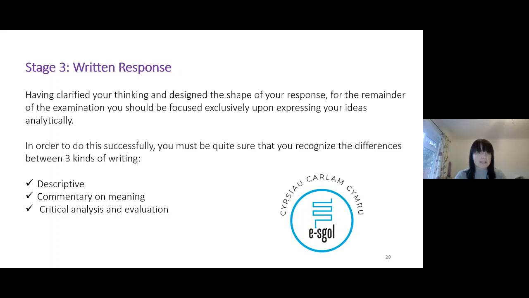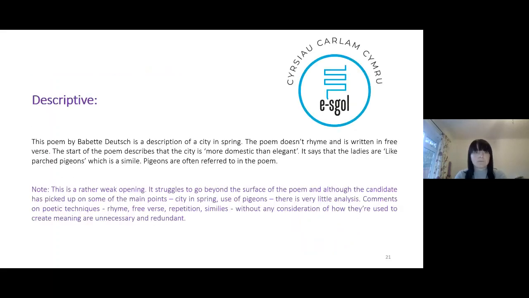And in order to write successfully, you must be quite sure that you recognise the differences between 3 different kinds of writing. So what you're going to see in a second are varied approaches to this task, okay? Only snippets, and we'll have a think about what's good about them, what's bad about them, and which approach would be most rewarding for you with regards to the marks for this part of the examination. Okay, so here you've got the descriptive approach.